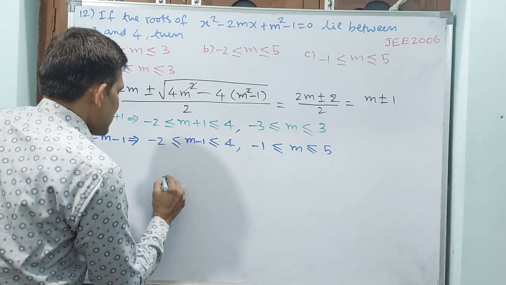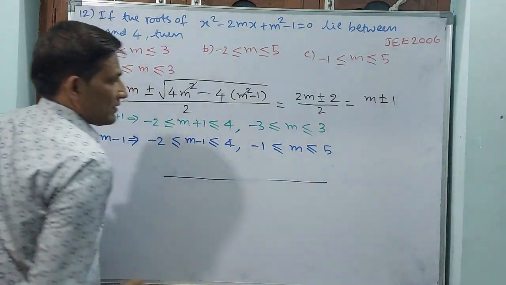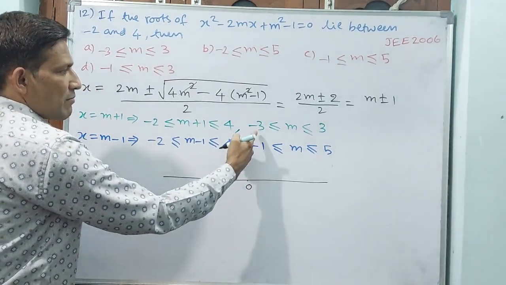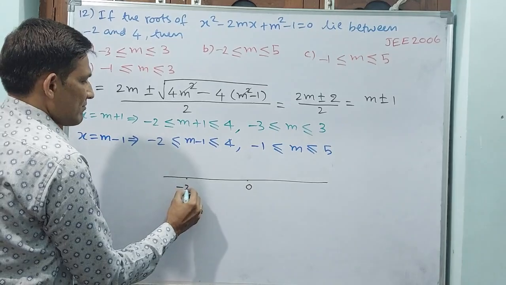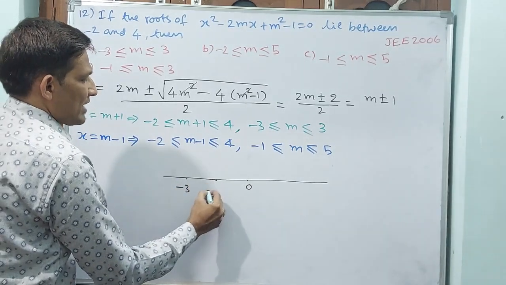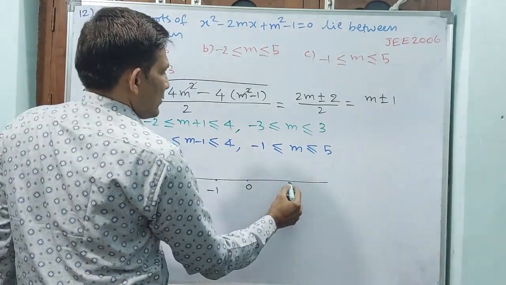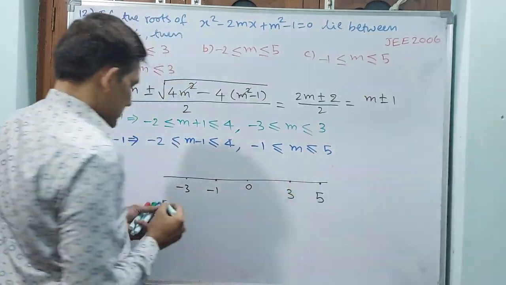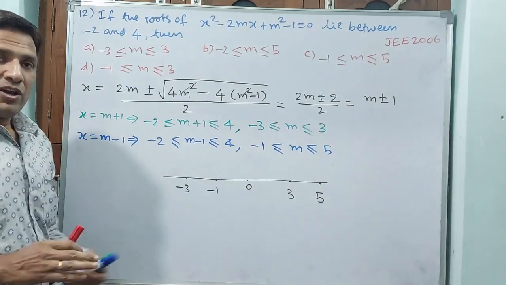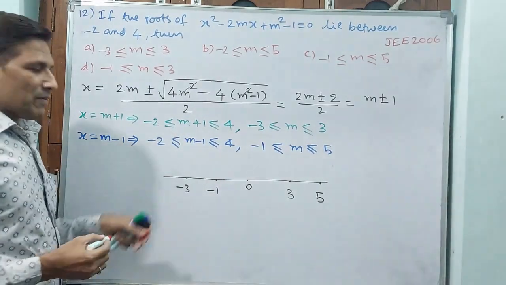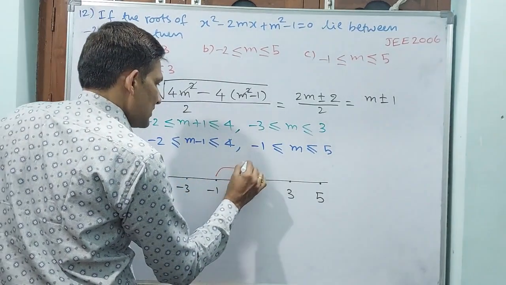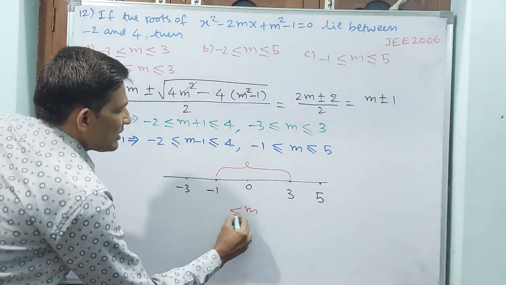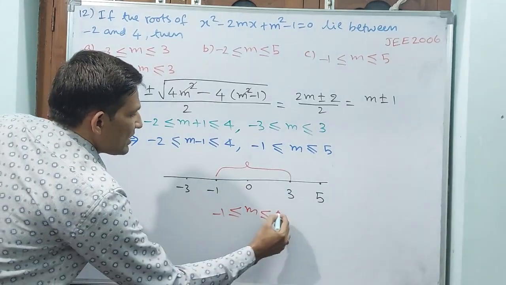I am writing this real number line. This is 0, and the least is here, minus 3. And in between, minus 1 is also there, and 3 is also there, and 5 is also there. All has to be satisfied, so you have to take only this: minus 1 to 3. That means m value is between minus 1 and 3.